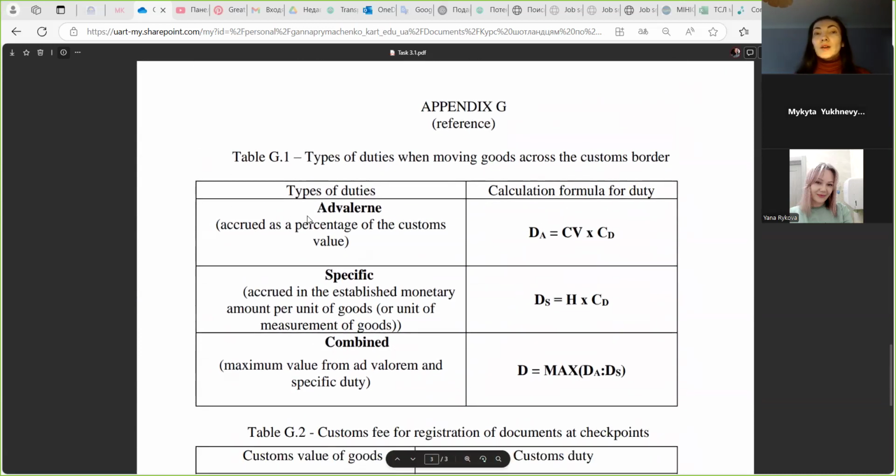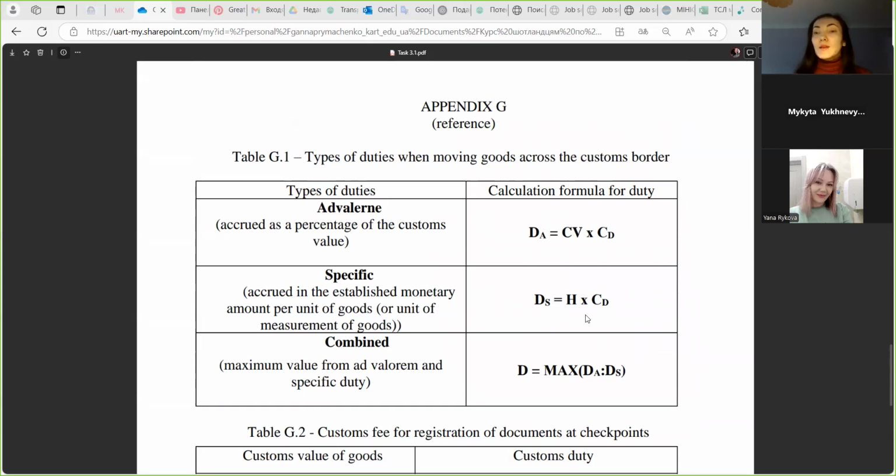And now I come back to our table G.1 and we remember that we calculated two types of duty, ad valorem and specific, and now we need to find combined duty as maximum from ad valorem and specific. Which of this duty I have is a question.